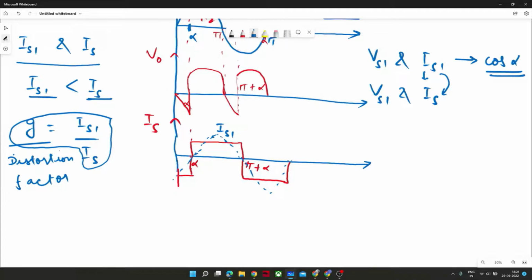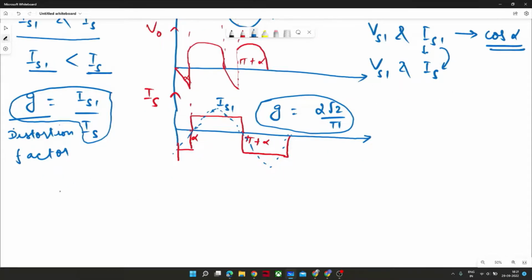You might have also seen that power factor is equal to G times cos alpha. And G for this type of problem, for a single phase full wave converter, is nothing but 2 root 2 by pi. These kinds of values people used to mug up, but I will show how it comes like that.